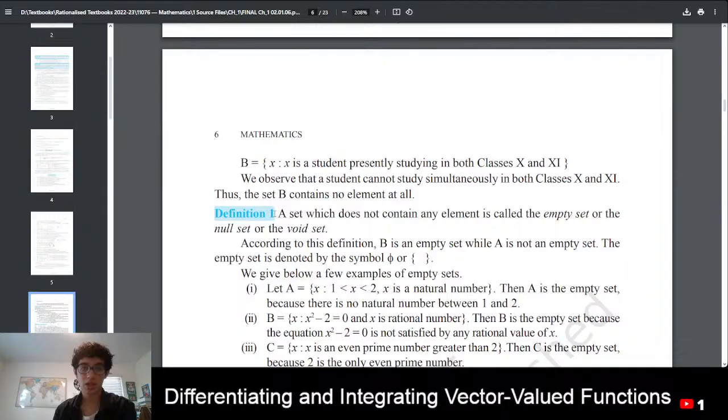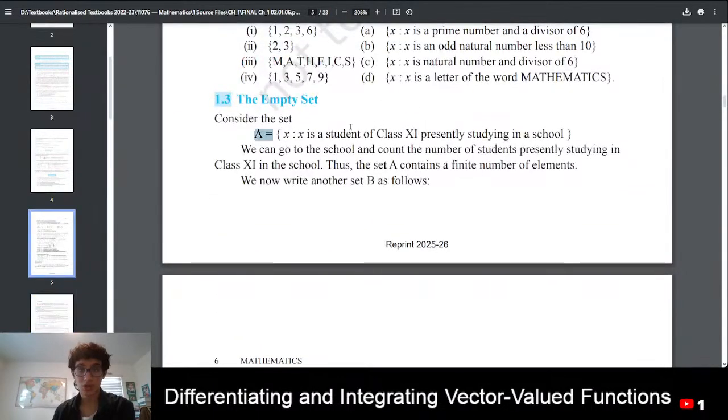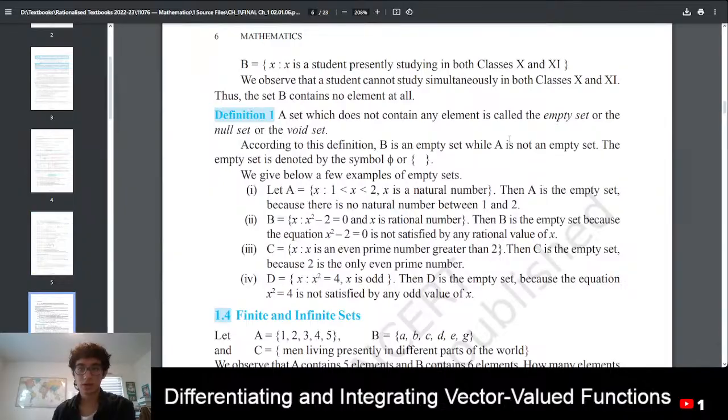Okay, and this is the main definition that we get to. A set which does not contain any element is called the empty set, or the null set, or the void set. So again, all three of these mean the exact same thing. According to this definition, B is an empty set, while A is not, because it will be lots of different students, and B will have no one in it, right? And there are a few different ways of writing the empty set. You can put phi or phi, or you can just put a little empty set, nothing inside.